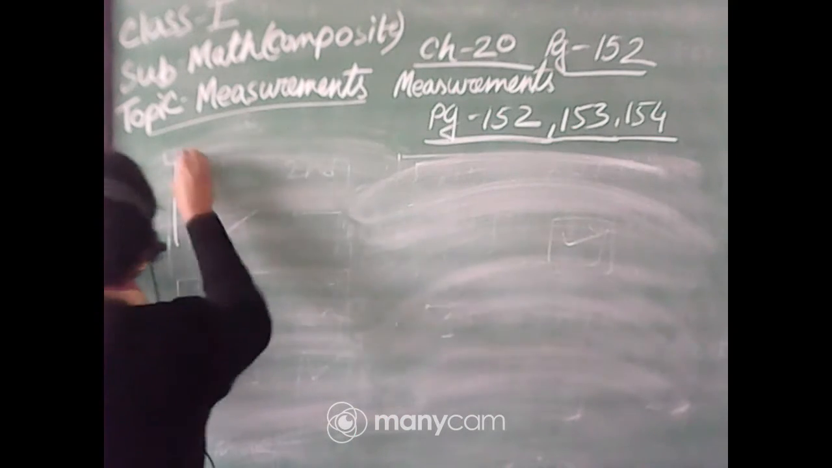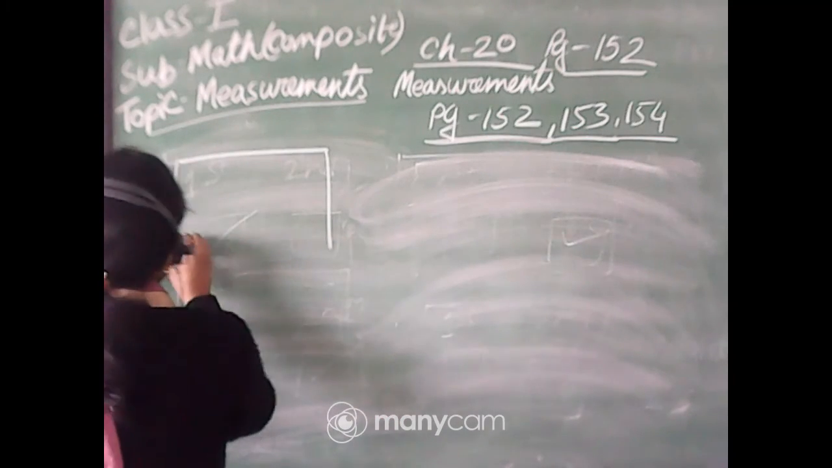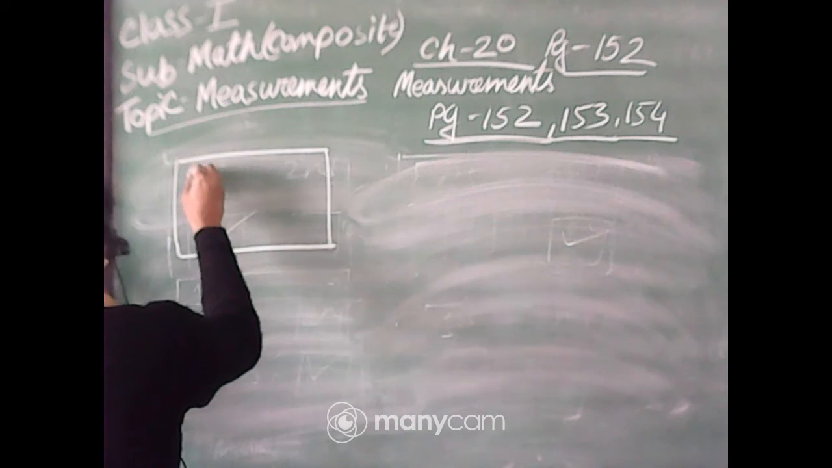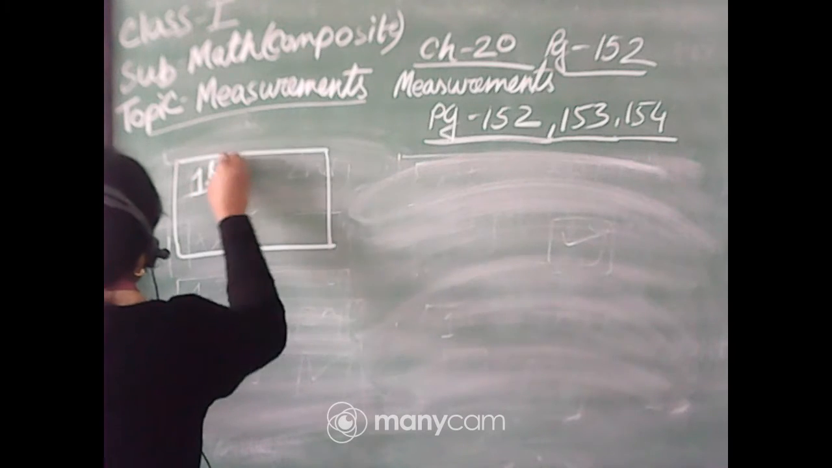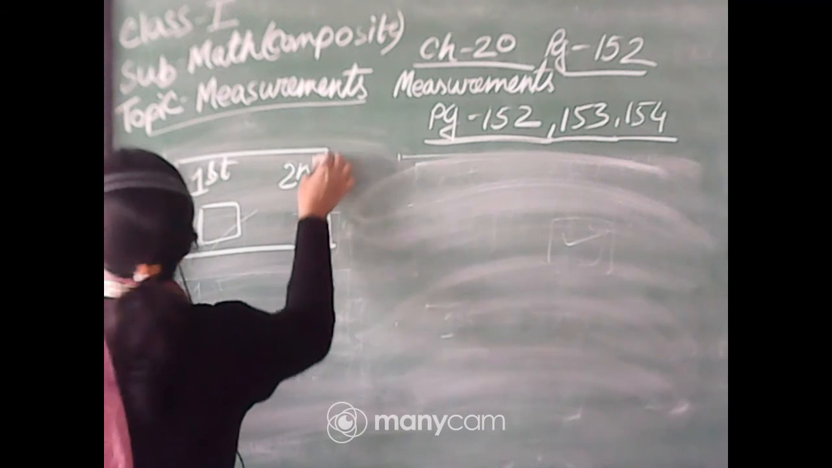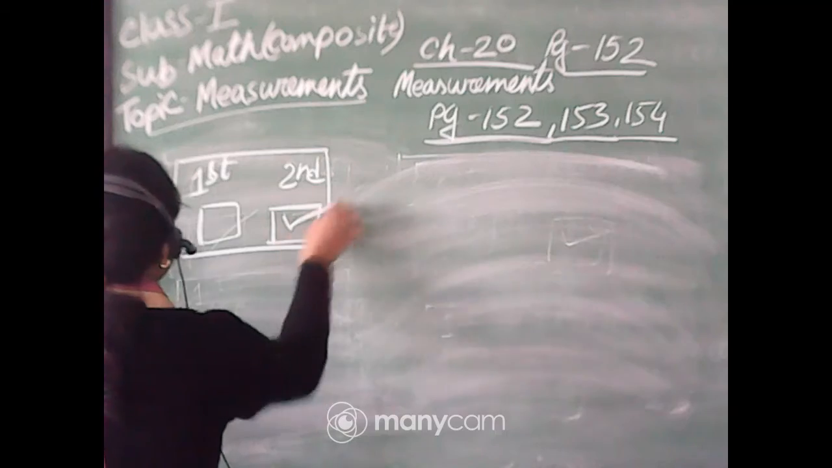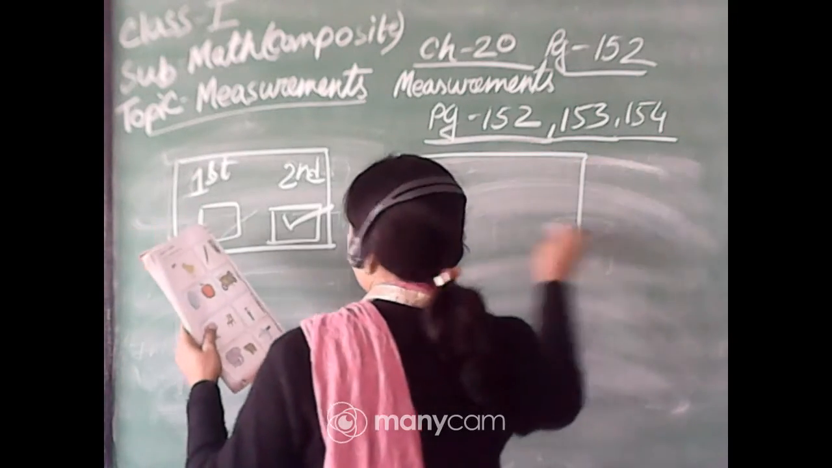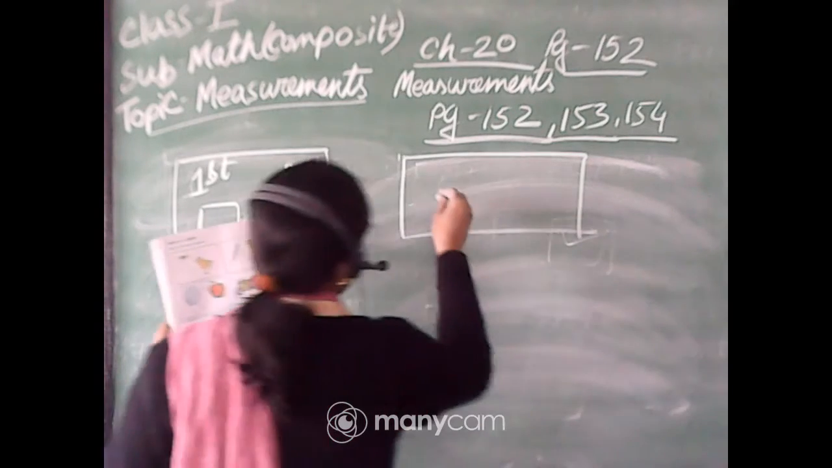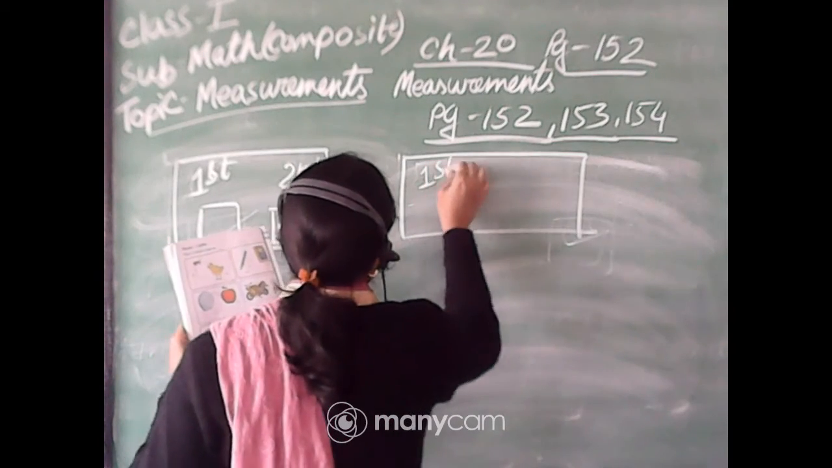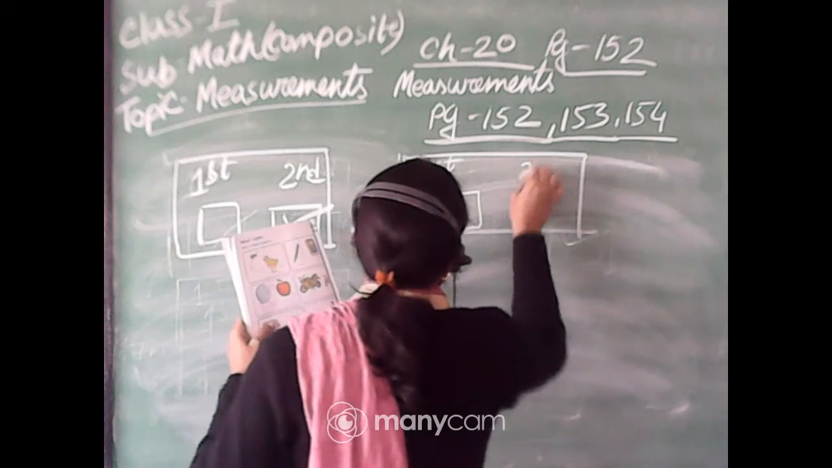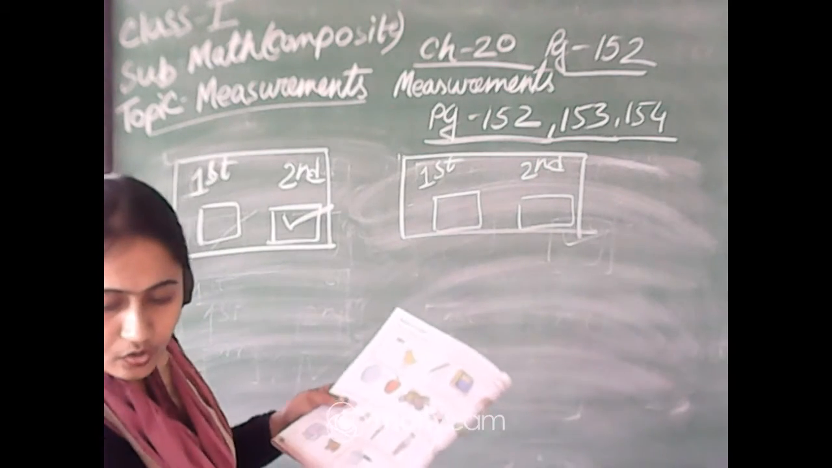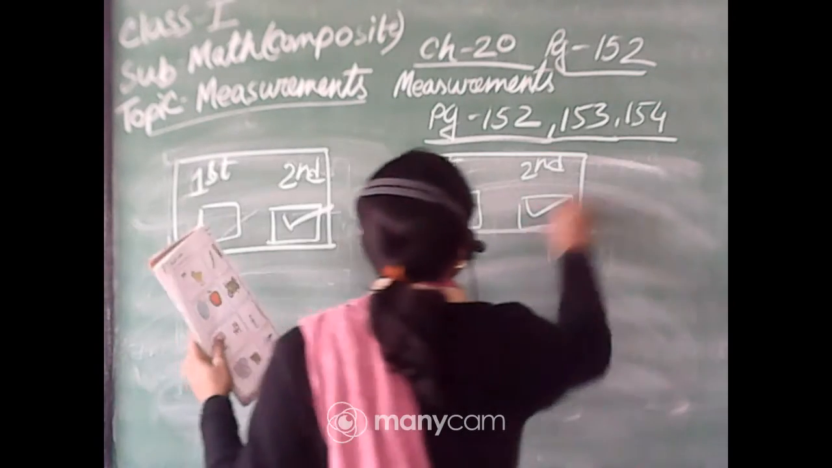Here is also an ant and a bird. Which is heavier? You have to tick the heavier. First and second. Who is heavier? Second one. Bird is heavier than ant. Next is book and pencil. Which is heavier? First is pencil and second one is book. You have to tick the heavier object. You all know that book is heavier than pencil.